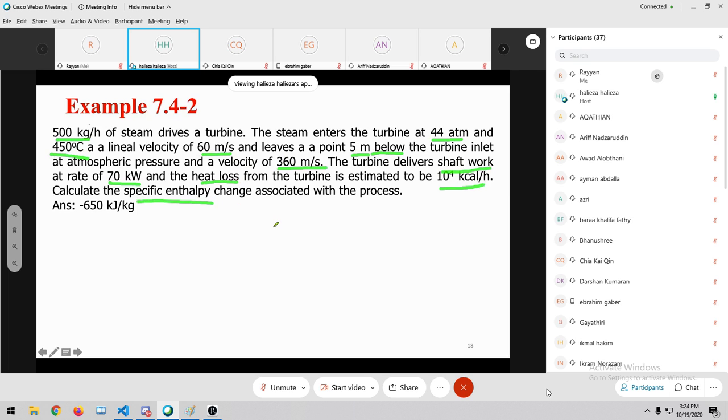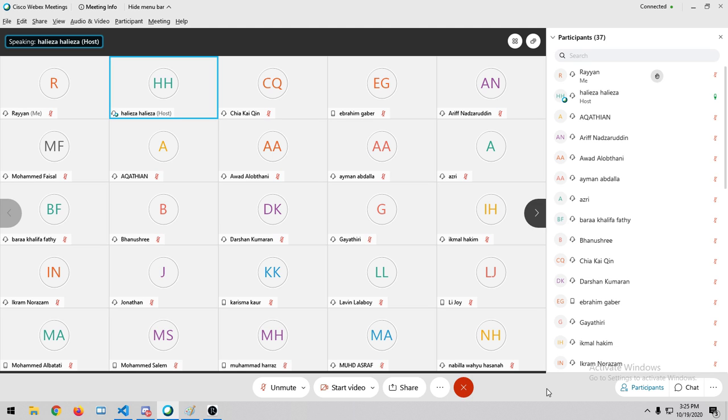Okay, let's jot down what we have. Let me write on my handphone. Let me draw first. Okay, I have 500 kilogram per hour coming in. Let me unshare this and share my handphone.